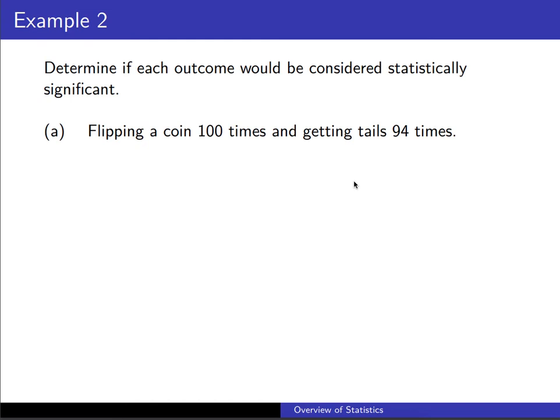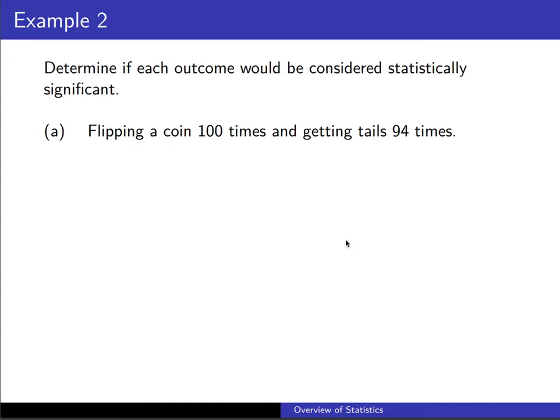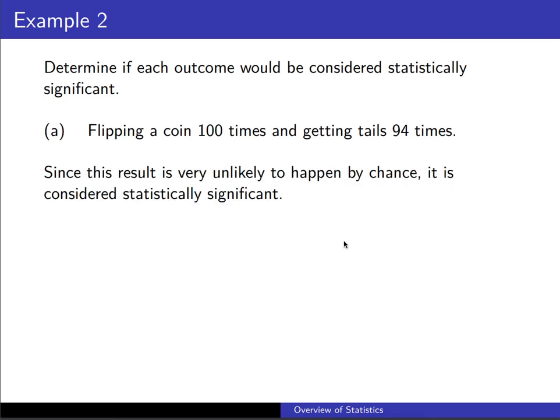So, speaking of flipping a coin, example 2: determine if each outcome would be considered statistically significant. Example A, we have flipping a coin 100 times, and in this 100 times that we flipped the coin, we got tails 94 times, and we got heads then 6 times. So would that be considered statistically significant? Well, are these results likely to be obtained by chance alone? Do you really think flipping a coin 100 times, there's a decent chance we're going to get 94 tails come up and only 6 heads? Probably not going to happen.